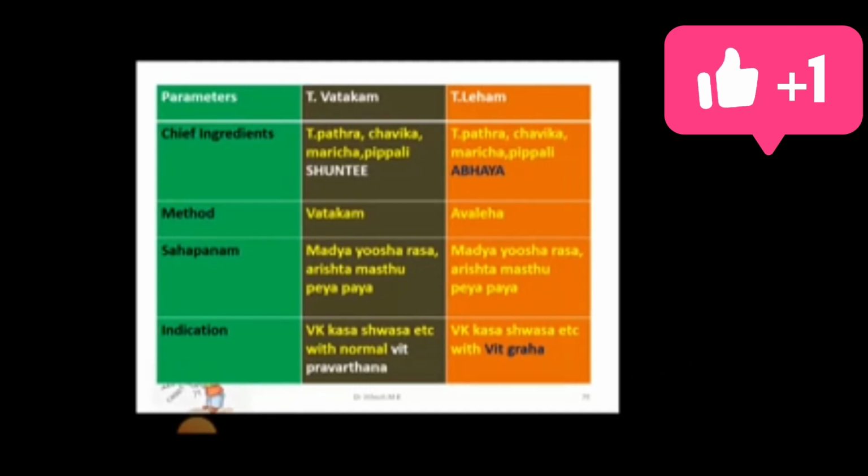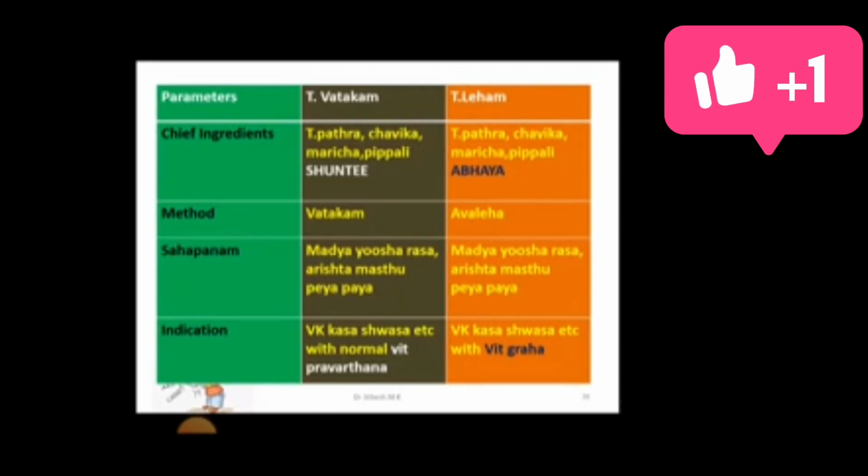The Anupana is explained as Madhya, Yusha, Rasa, Arishta, Mastu, Peya, and Paya. In which kind of patients or symptoms can we give Talisapatradi Vataka, and in which can we give Talisapatradi Leha? Typically, Vata Kaphaja Kasa Shwasa with normal Vit Pravartana. If the bowel movements are normal, you can opt for Talisapatradi Vataka. At the same time, if the same kind of symptoms come along with Graha, if the patient exhibits constipation as a symptom, the best option will be Talisapatradi Leha.